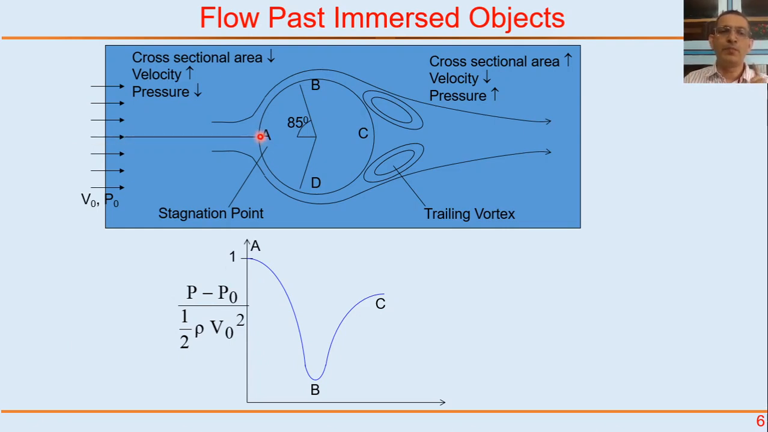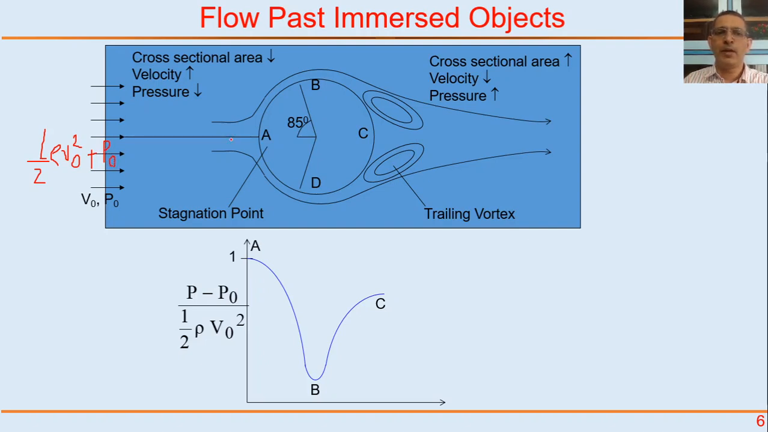Recall the lecture on the Pitot tube. Velocity is zero. What happens to pressure when velocity is zero? This pressure, if I write the Bernoulli equation here, let's say at point 1, this is half rho V naught square, and P naught here at this location 1, like our Pitot tube.